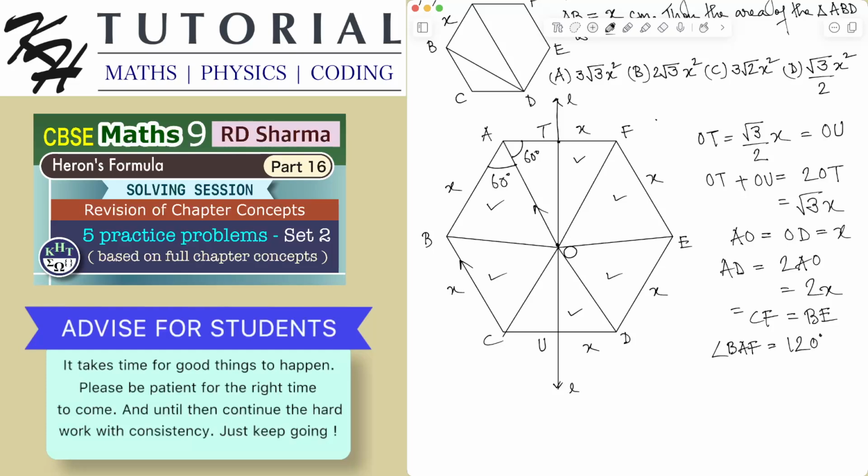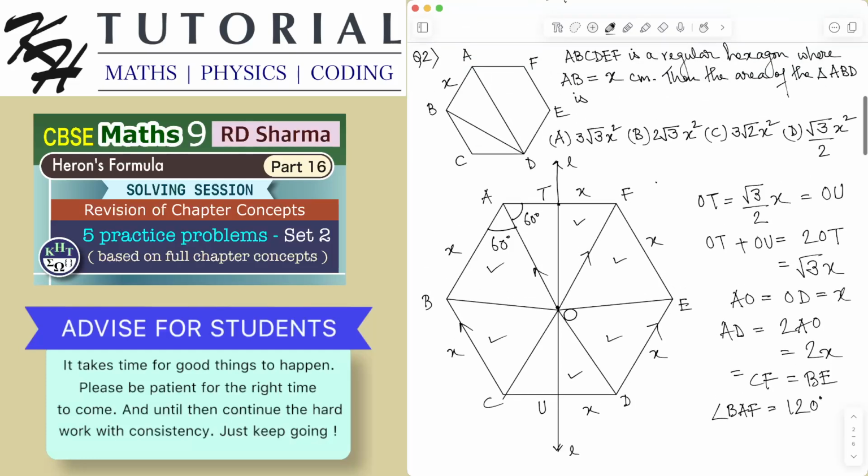So you can see a lot. So BCDA will be a trapezium. Similarly, CF or COF will be parallel to DE. Now in the problem, let's consider the problem. So we have to find the area of the triangle ABD.